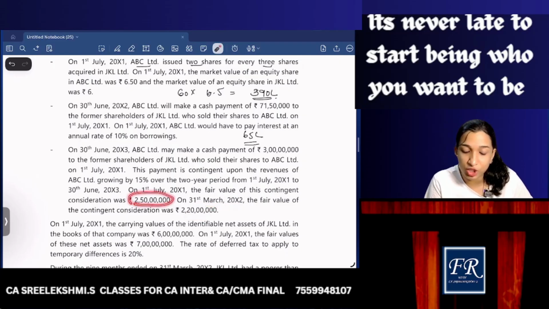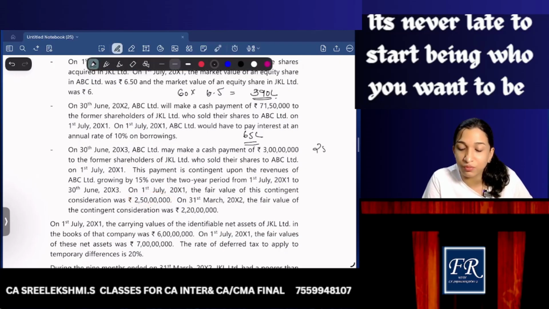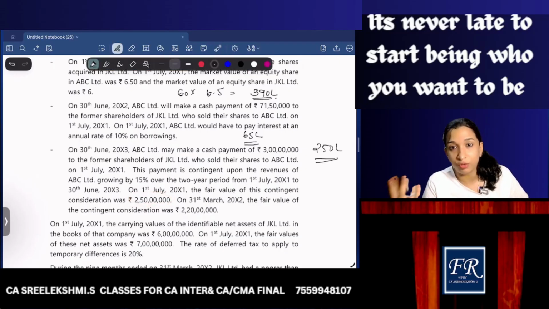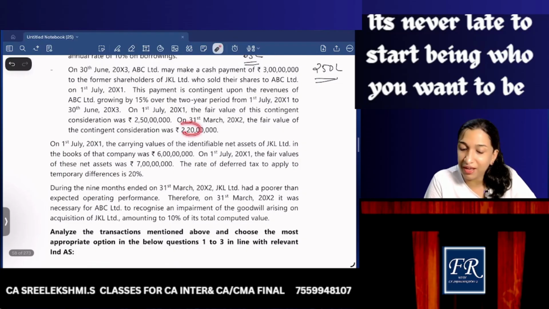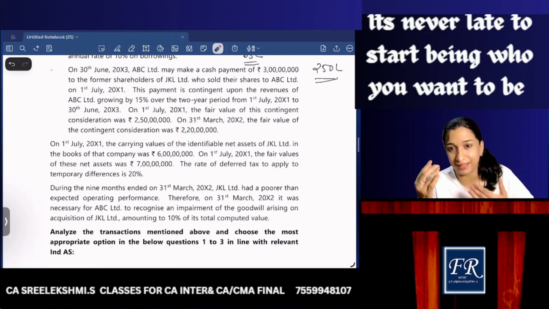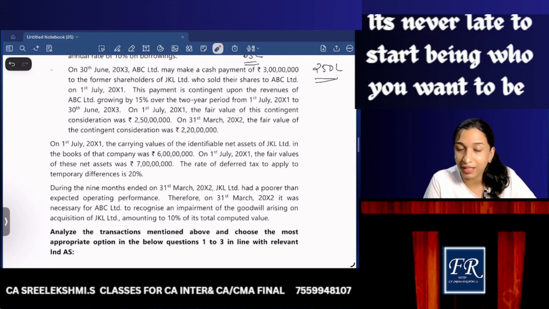Contingent consideration should be considered as purchase consideration and should be taken at what value? Fair value on the date of acquisition. Then subsequently the fair value changed, that we will consider later. On 31st March, the difference in contingent consideration will be taken to P&L.